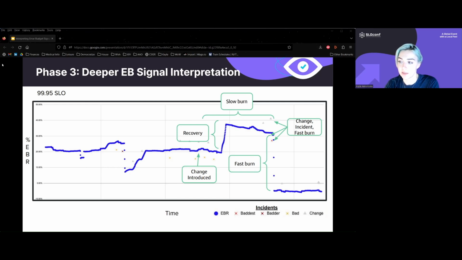Even though there was a slow burn that's maybe a little bit easier to indicate here, there was a recovery in the middle of it. Was that recovery driven by a code change or something else? And then lastly, you can still correlate those changes potentially to a primary contributor that drove the incident that occurred.